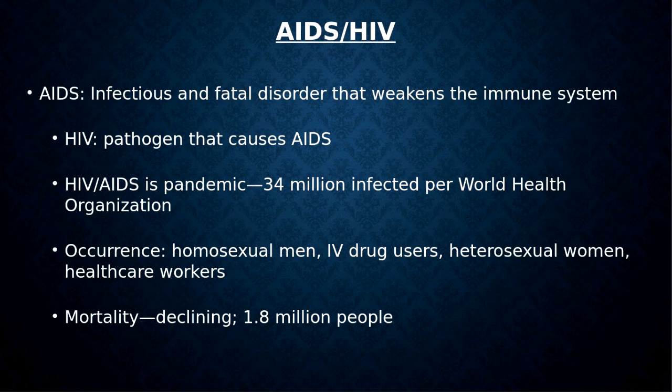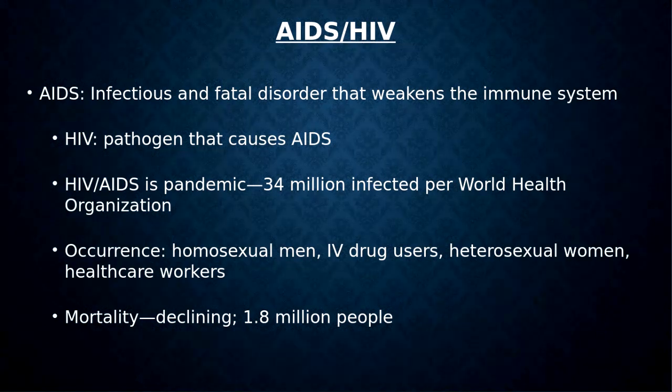AIDS is an infectious and fatal disorder that weakens the immune system. So here once again, a weakened immune system, not by medication, but by a disease process. So these patients are at risk for COVID. So that puts them in that high risk category that they keep talking about. That's it.